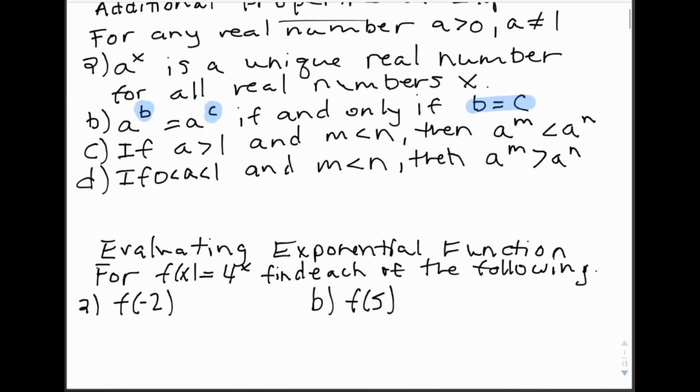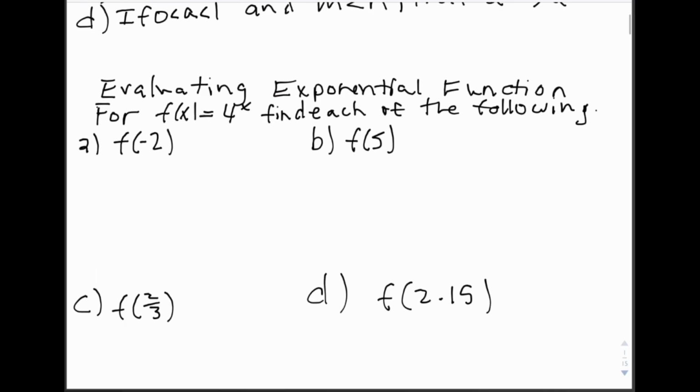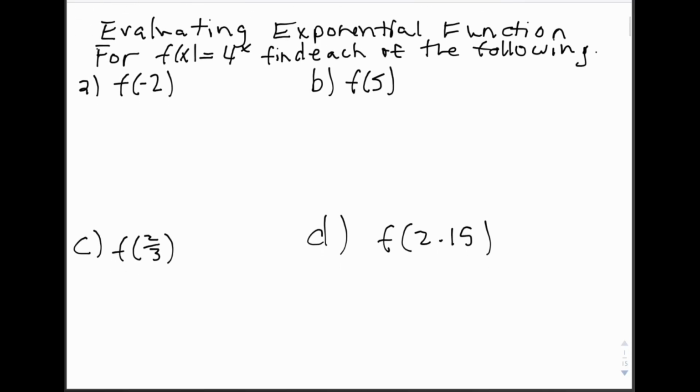Let's go ahead and look at some examples of evaluating exponential functions. The problem states, for f of x equal to 4 raised to the x, find each of the following. Our first one we want to evaluate is f of negative 2. All we need to do is plug in that negative 2 into our function every single time we see x. So f of negative 2 is 4 raised to the negative 2. Another way we could write this, since we're dealing with negative exponents, is 1 divided by 4 squared, which will give me 1/16.